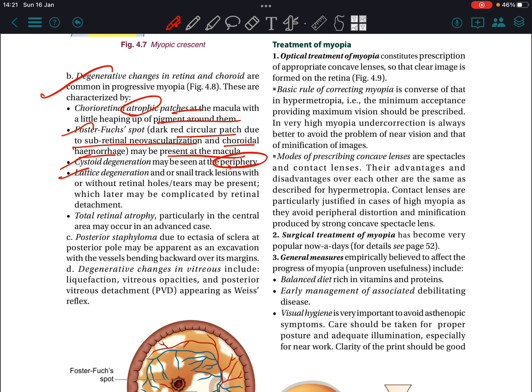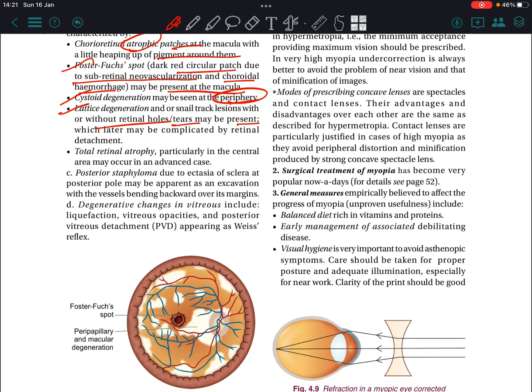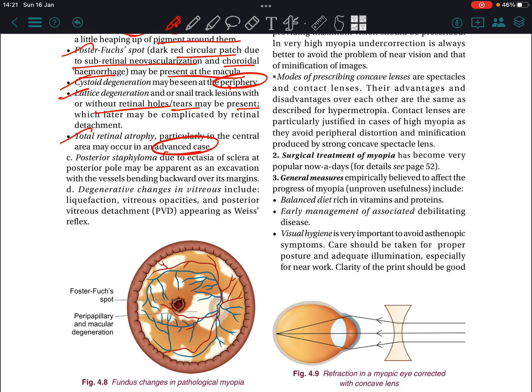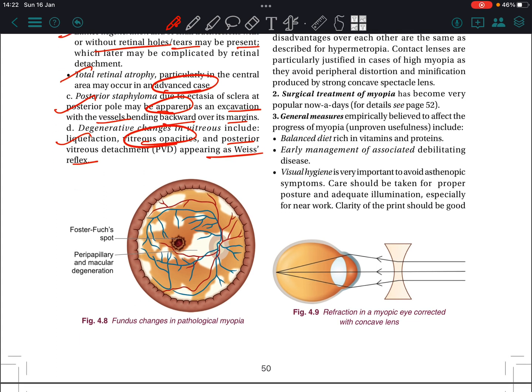Lattice degeneration or snail track lesions, with or without retinal holes and tears, may be present, which may be complicated by retinal detachment. Total retinal atrophy, particularly in the central area, may occur in advanced cases. Posterior staphyloma due to ectasia of sclera at the posterior pole may be apparent as an excavation with retinal vessels bending backward over its margin. Degenerative changes in vitreous include liquefaction, vitreous opacities, and posterior vitreous detachment appearing as Weiss reflex. Fundus changes in pathological myopia: Foster Fuchs spot, peripapillary and macular degeneration.